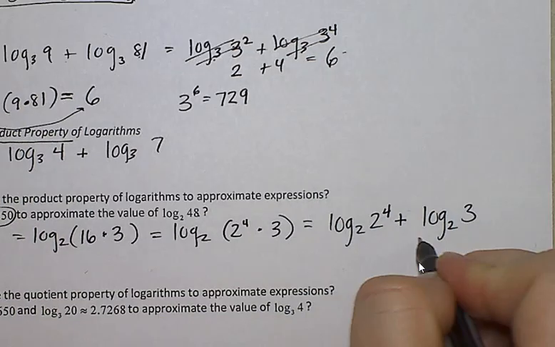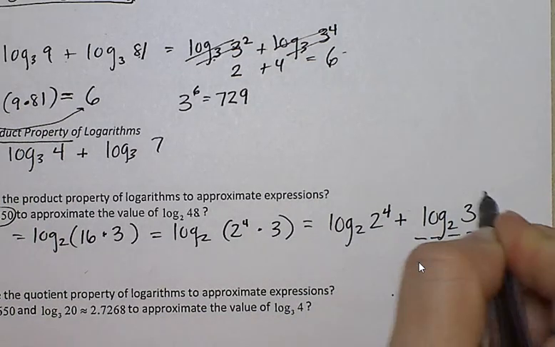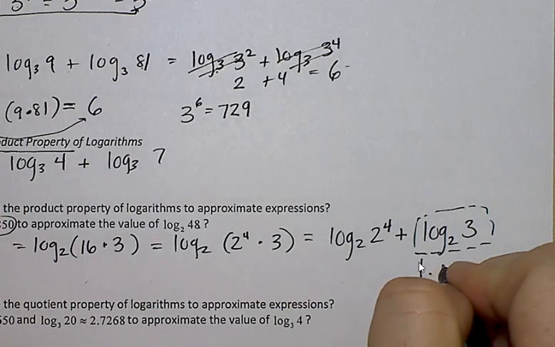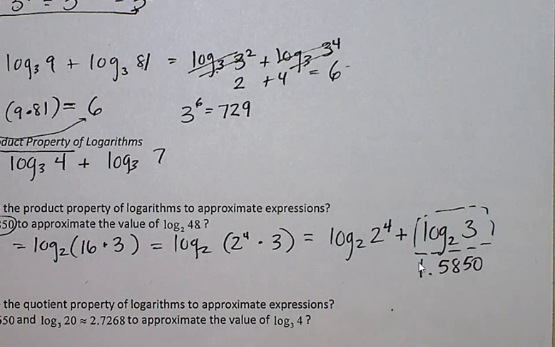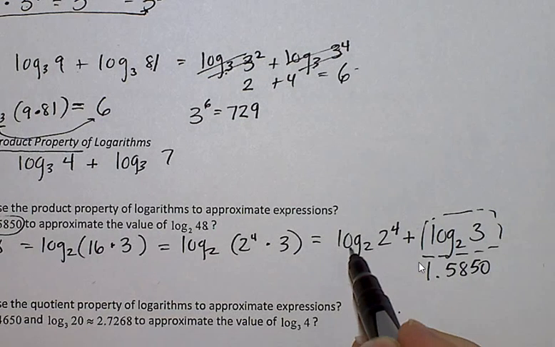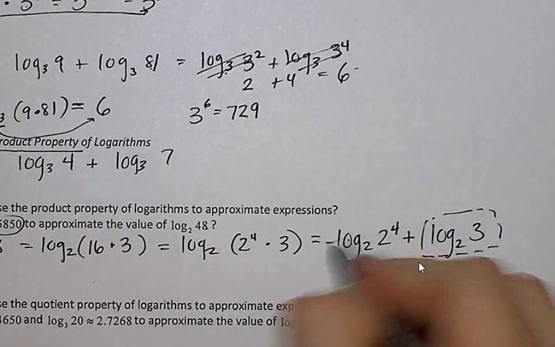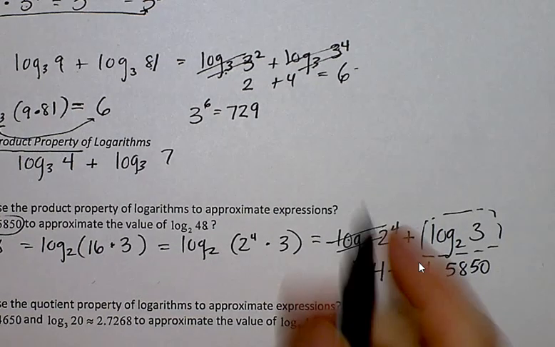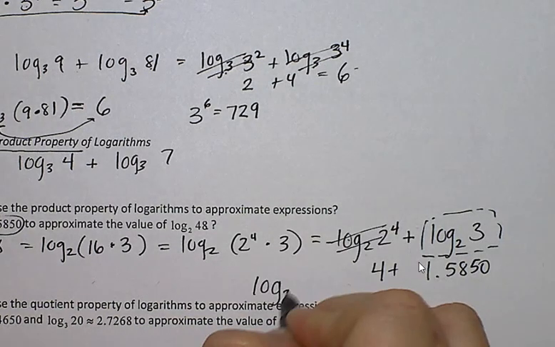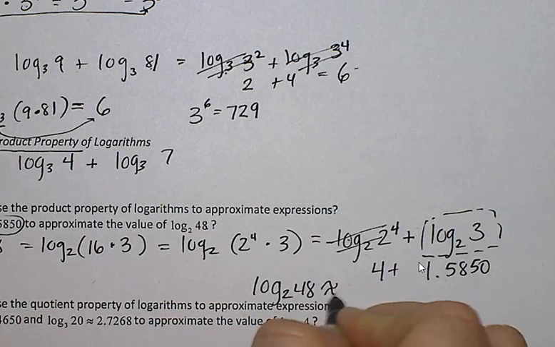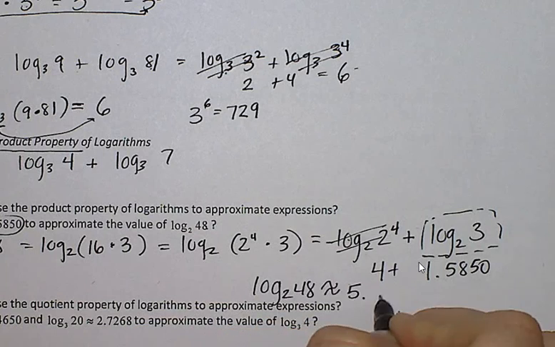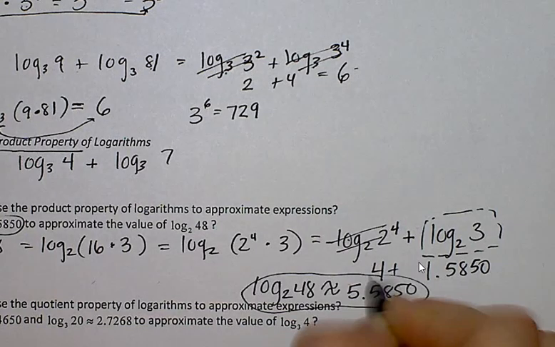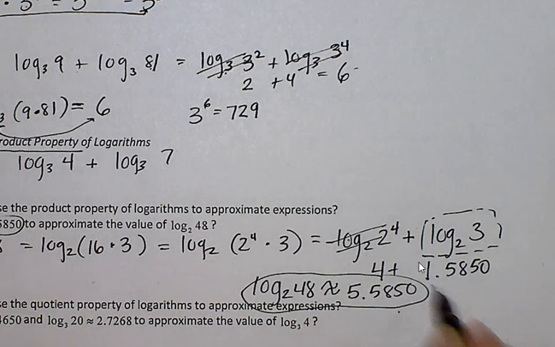You already know this answer because it was given to you in the problem. And here's the approximate value of it. And last week we learned that log base 2 of 2 cancels, we bring down the exponent. So 4 plus this quantity would say log base 2 of 48 is approximately 5.5850. I just added 4 to this number.